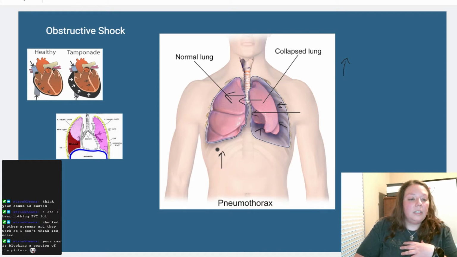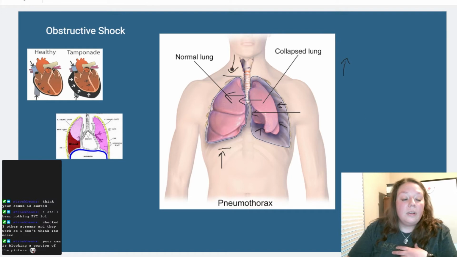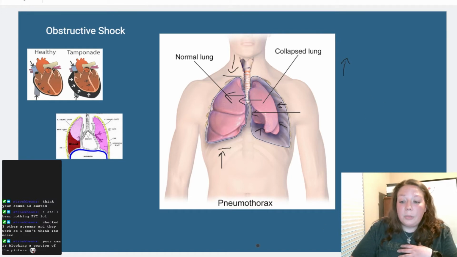It gets obstructed. From here, it gets obstructed. So you don't have blood flow going to your heart. You don't have blood flow going to the rest of the body. And that's what causes the obstruction for this obstructive shock with a pneumothorax. The same thing happens here.